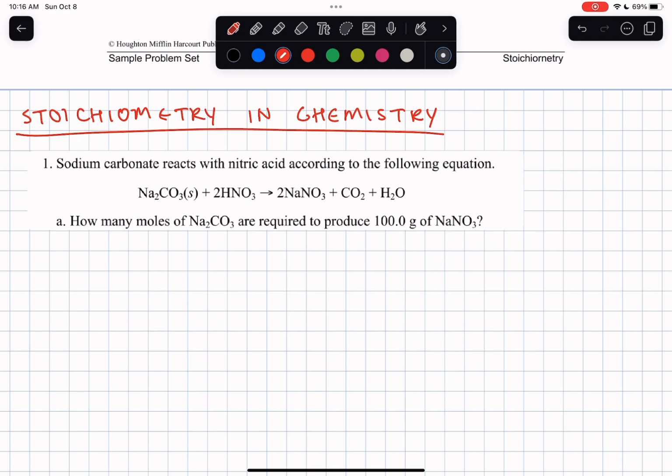Sodium carbonate reacts with nitric acid according to the following equation. Na2CO3 solid plus 2HNO3 reacts to give 2NaNO3 plus CO2 plus H2O. So we can first start off by writing the entire equation again. So just write this out real quick.